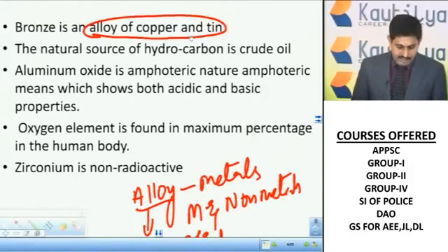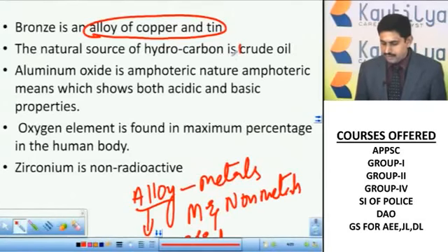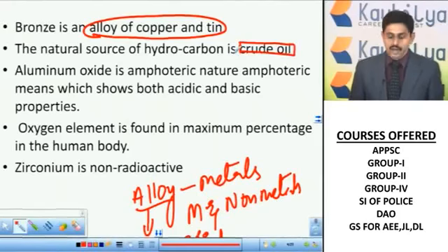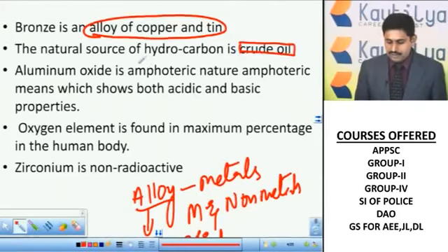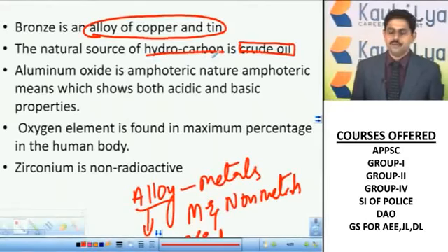Next one, naturally occurring hydrocarbon. The natural source of hydrocarbon is crude oil. Crude oil is considered a naturally occurring source of hydrocarbon. Hydrocarbons are organic compounds consisting of hydrogen and carbon. Say for example, alkanes, alkenes, alkynes, all these are considered hydrocarbons consisting of carbon and hydrogen. So the natural source of these hydrocarbons is crude oil.